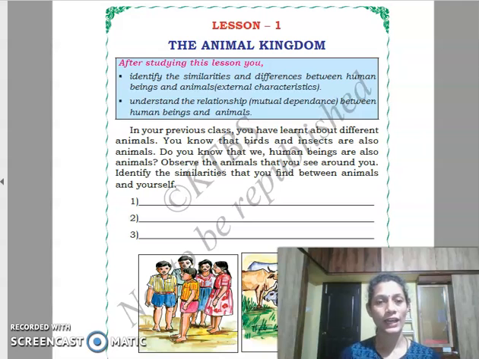Now, learning about animals is an interesting thing for you, isn't it? You have always been looking forward to learn about them. You have always been curious about them. So, shall we learn?